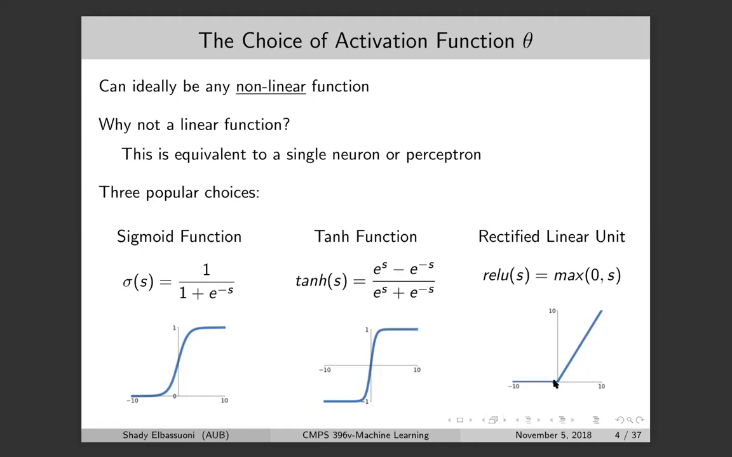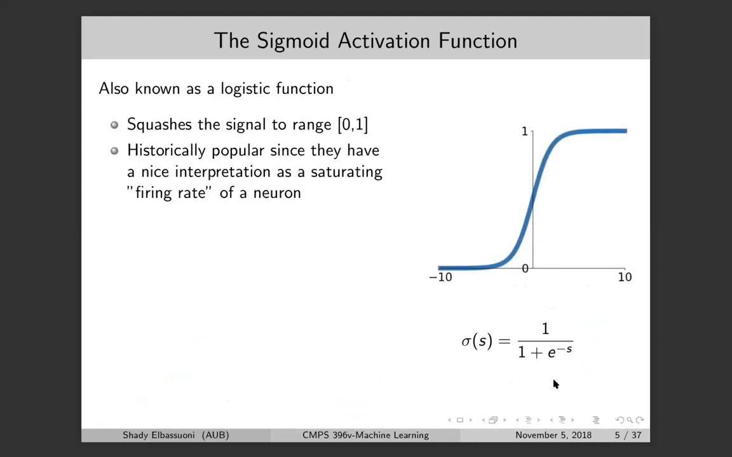All right? So let's see the sigmoid activation function. Can I use it, or is it recommended to use it? So, the properties of it: it squashes the signal to the range between 0 and 1. If the signal is very negative, it becomes 0. If the signal is very positive, it becomes 1. And in this range, it's almost linear. The formula for the sigmoid function is 1 over 1 plus e to the power of minus s. It's historically popular since it has a nice interpretation as the saturating or firing of a neuron.